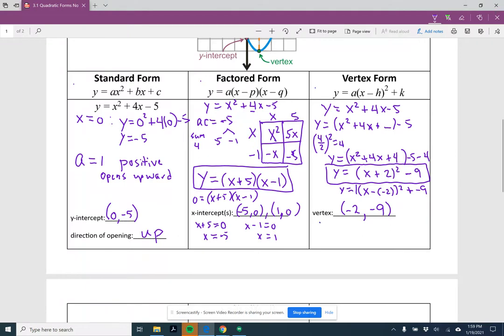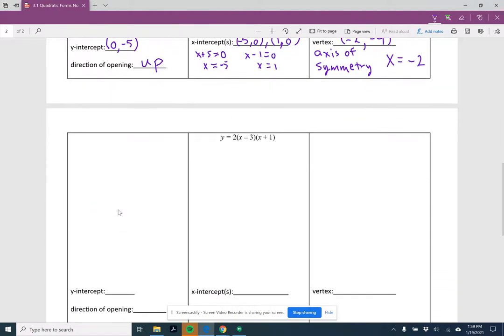The other thing we're going to make sure we put on this one is our axis of symmetry. That kind of got left off of our copies somehow. But the axis of symmetry is always going to be the vertical line through the vertex. It's going to be x equals a constant. It'll be x equals whatever the h is. And that's the first page of our notes. Let's move on to the second page of our notes.